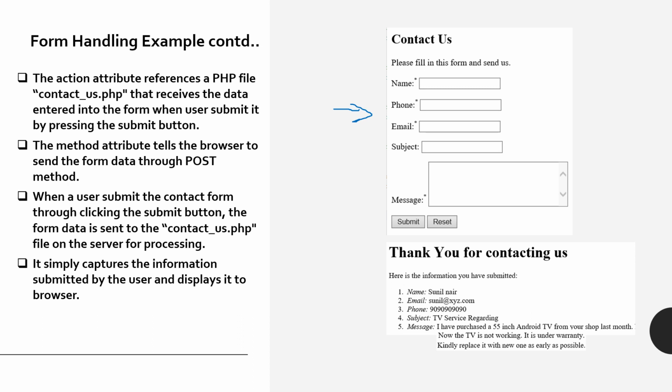And here we used the methods. What we specified first and all that explanation is here. Here the method attribute tells the browser to send form data through the POST method. Anyway, everything we have discussed here. Okay, this much is clear, right?